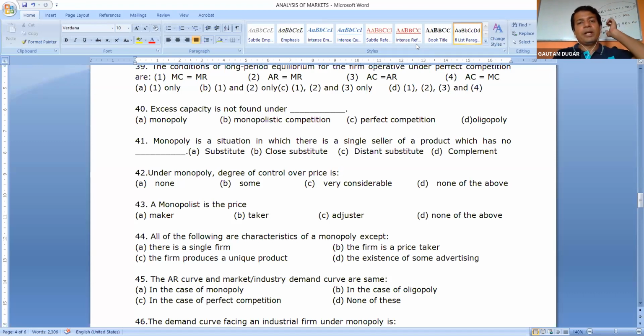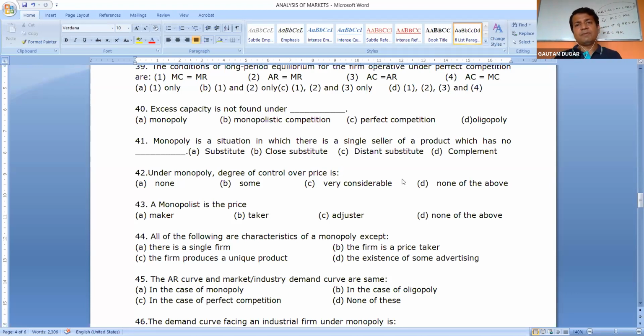Anyways, coming to 41. So 40 answer is C, perfect competition. 41. Monopoly is a situation in which there is a single seller of a product which has no close substitute. Distant substitutes will always be there. A bit ago, we discussed an example of monopoly in the railways. Now, the distant substitute of railways is airlines, not roadways. Roadways is an inferior substitute.